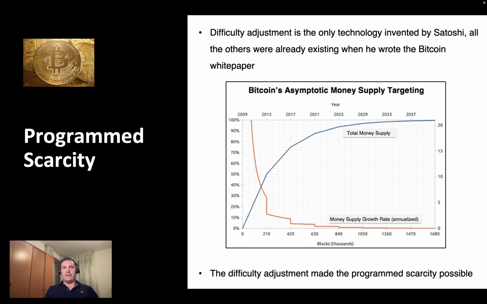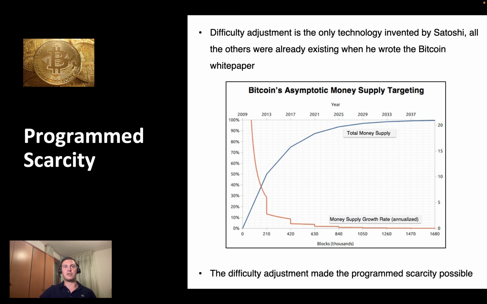But why do we have this? The difficulty adjustment, as discussed in several other videos, is to keep the programmed scarcity of Bitcoin. In fact, as I said before, the difficulty adjustment is the only technology invented by Satoshi Nakamoto. Satoshi used several technologies, added the difficulty adjustment, and used game theory to incentivize the miners. This was a magic mix that created the perfect form of money.